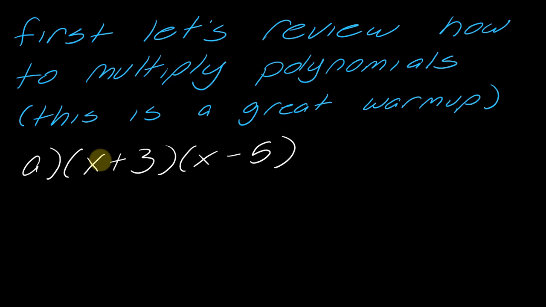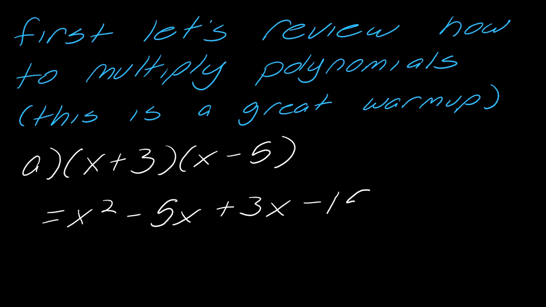To multiply this particular set of binomials together, we first multiply the x's together. So x times x is x squared. And then I've got the x times the negative 5, so this will be negative 5x. 3 times x is 3x. And then 3 times negative 5 is negative 15. The thing I want you to notice here is in this particular case, we have like terms, so I can add the negative 5x and the 3x. So this will become x squared minus 2x minus 15.